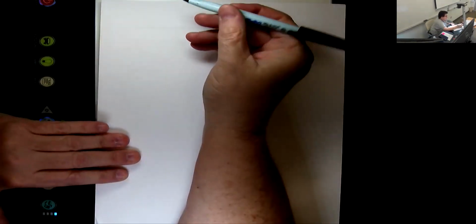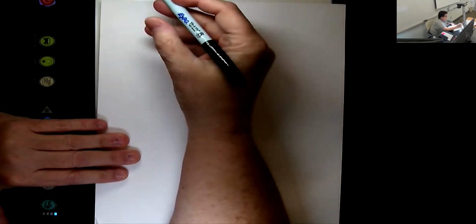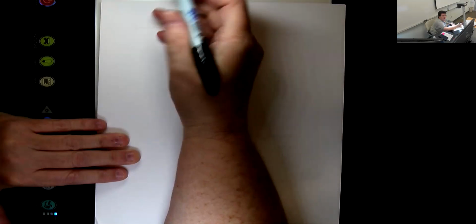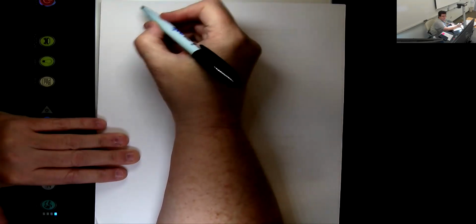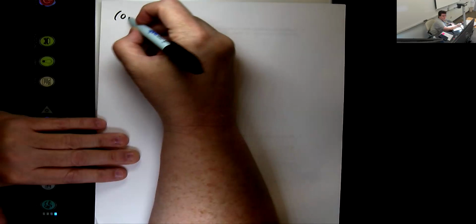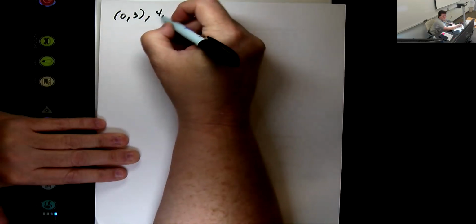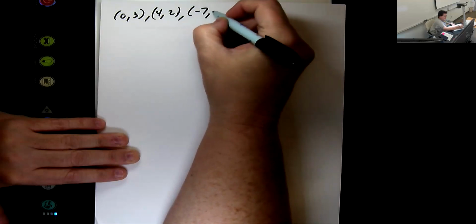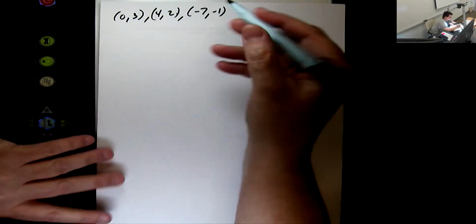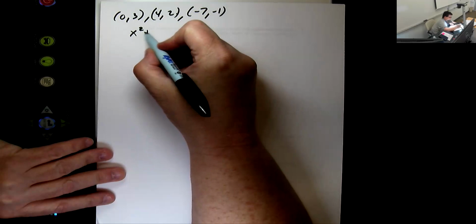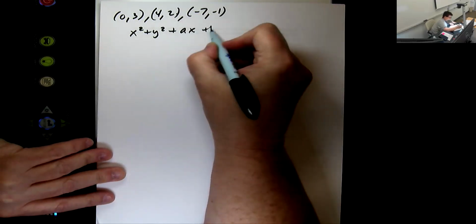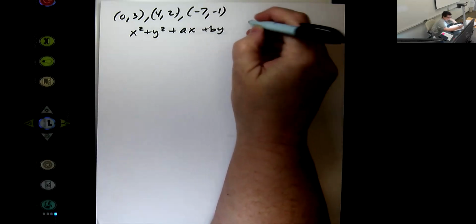We actually did something very similar to this in the notes with a parabola. We said there's a parabola that'll fit them as well. But if we have the points (0, 3), (4, 2), and (-7, -1), they all need to fit this equation: x squared plus y squared plus ax plus by plus c equals 0.